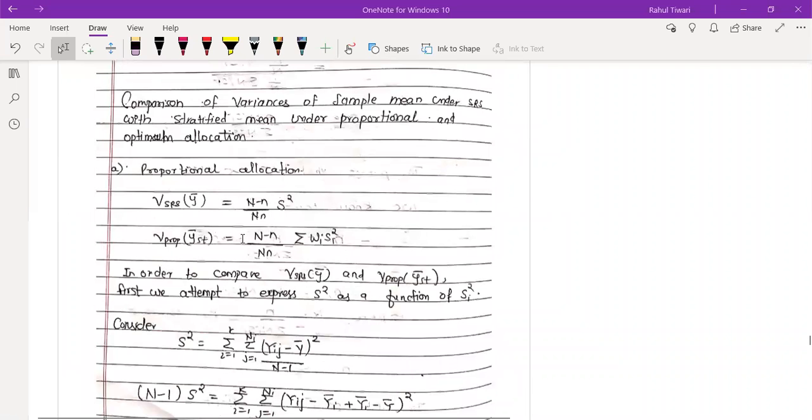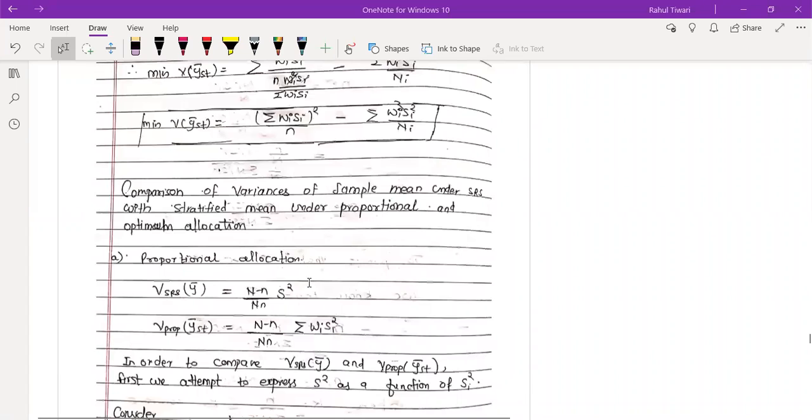So this is the... I think then we'll move ahead. What is next one? Now we have to do the comparison between the variances. So this is a very important question. We have seen the comparison in unit 1, comparison of variance under WR and WOR, and we found that WOR is better than WR, right?